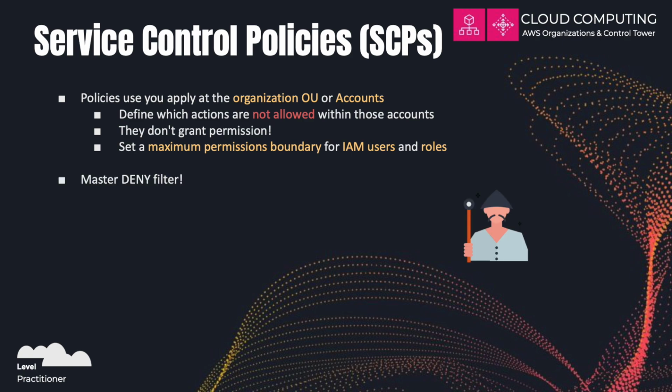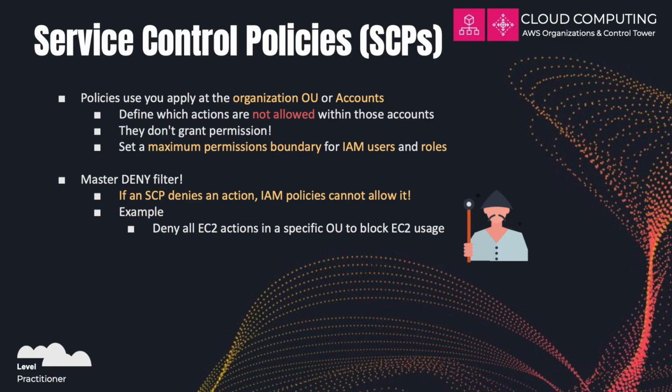Even if someone creates an IAM policy that tries to allow a certain action, if an SCP denies that action, it cannot happen. For example, if you decide that in a certain OU you don't want any EC2 instances at all, you could create an SCP that denies all EC2 actions for that OU. After that, it doesn't matter what IAM roles or policies someone adds inside those accounts. EC2 actions will always be blocked. This is very useful for enforcing organization-wide rules and making sure no one accidentally breaks your high-level policies.